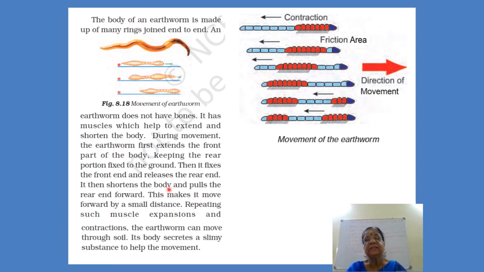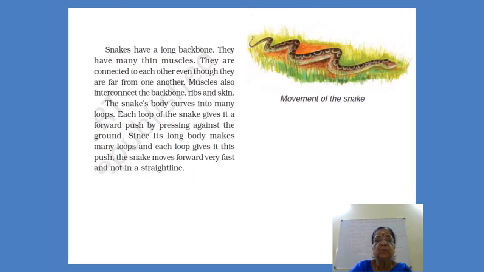That is we say contraction and relaxation. Okay, so this makes the animal move forward a short distance. Repeating such muscle expansion and contraction, earthworm can move through the soil and it secretes slimy substance to help the movement. At the same time, earthworm can move only on the soil surface. It cannot move on a plain glass tile because it cannot get the grip of the surface. So it cannot move on a glass plane.